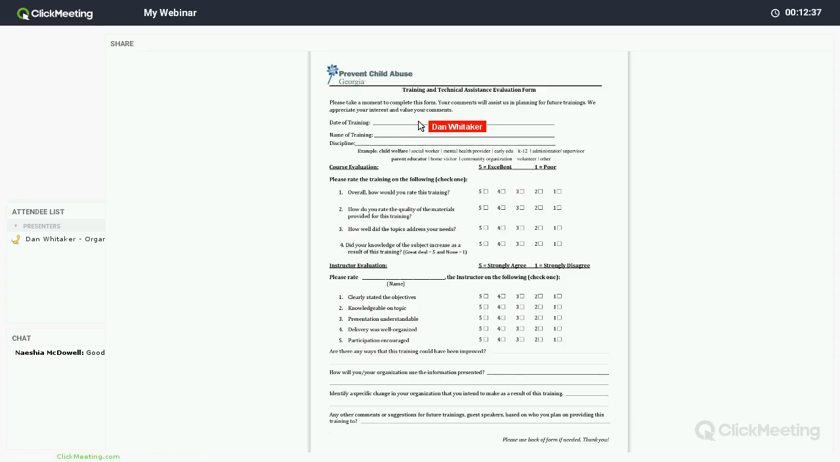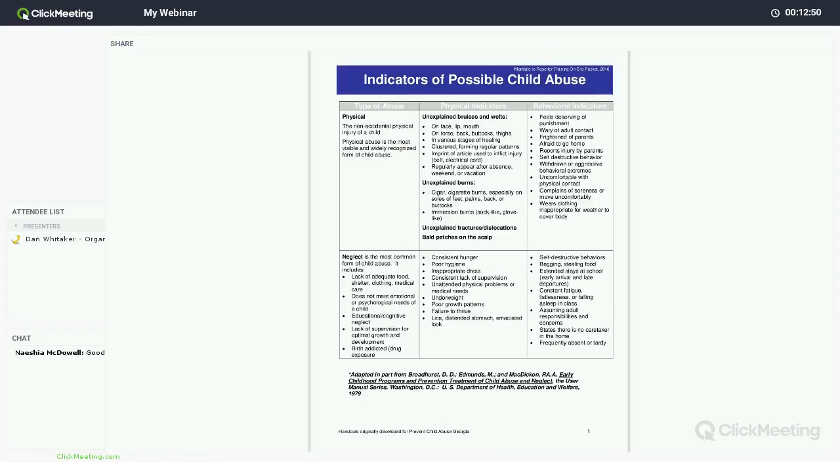And if you want to fill this out a little bit in advance, you can type in the date and the name of the training and then print it off, just to keep it more organized. Also, I try to give these out for every presentation I do, or I have the organization print them out, or at the very least I email it to them so they have it on file if they have any questions.